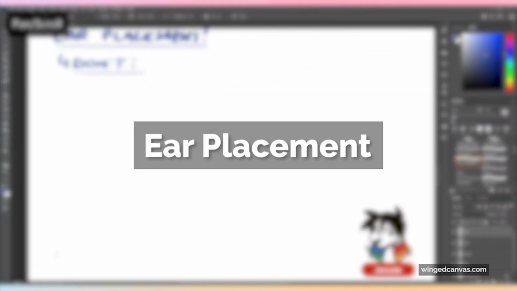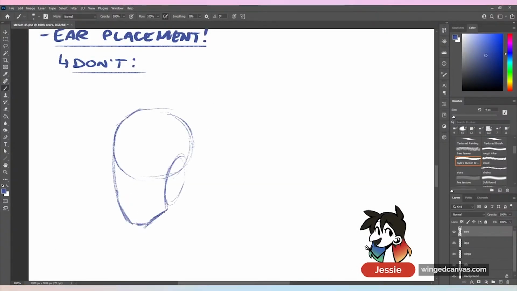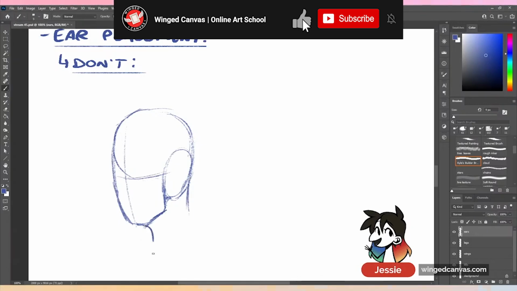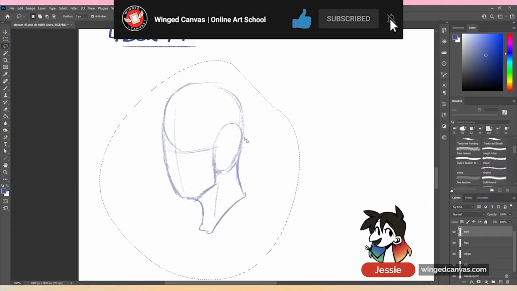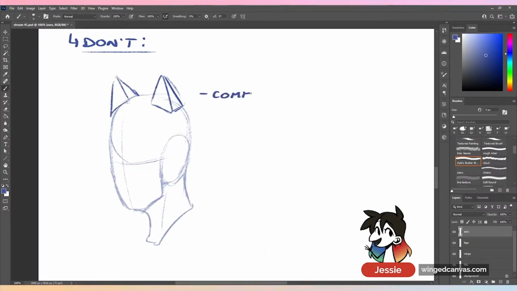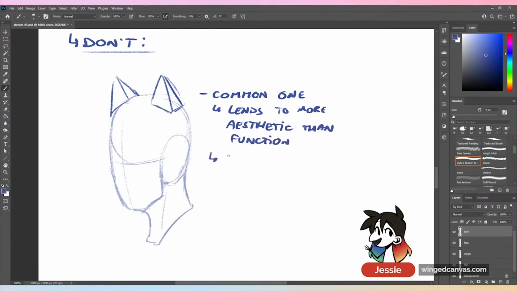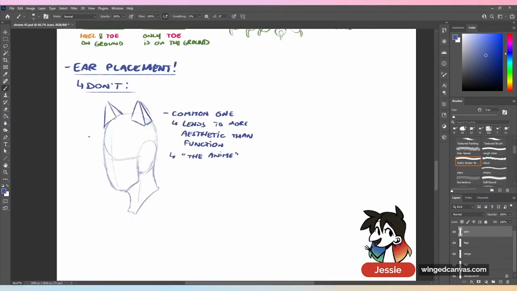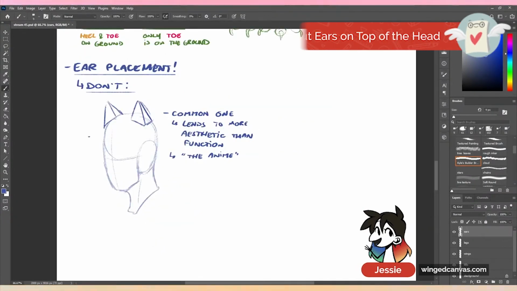Right now we're going to be talking about how to place animal ears on a person's head in a proportional way. So, ear placement. If I just draw a head for a second. The number one thing that I see is people just place the ears right here. This is a really common one. It lends to more of an aesthetic than a function. If we're placing these ears on a human head, this does not work at all.